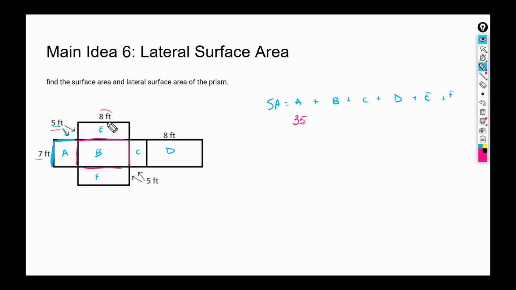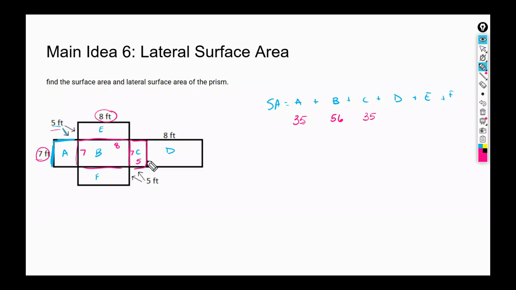Okay, B has a length of 8 and a width of 7. 7 times 8, that's always a hard one, I always struggle with this one, 56. Because then it's 56 plus 8 is 64. We're good. And then we have C right here. C is going to be 7, 7, and 5 right there. So there we go. That's going to be 35.